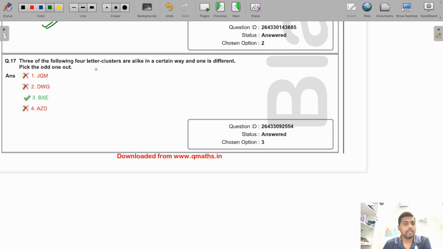Again the next question: 3 of the following 4 letter groups are alike in the same way, which one is different, they're asking. JQM means between J and M 2 letters are there, between D and G 2 letters are there, between B and E 2 letters are there, between E and D 2 letters are there. But if you see here, J and Q both are opposites, D and W both are opposites, A and Z both are opposite, but P and X are not opposite, B and Y are opposite.